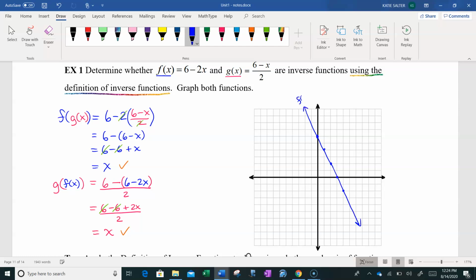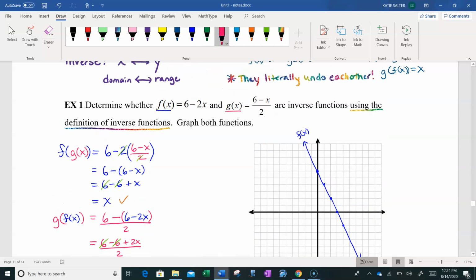And label this one f of x. And then our other one is also linear. And if it helps you, you may want to just rewrite it so that you can see that y-intercept and see that slope a little better.